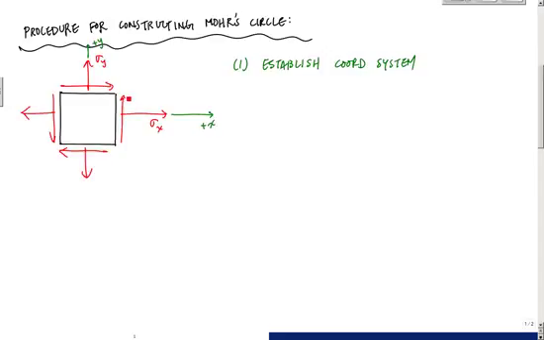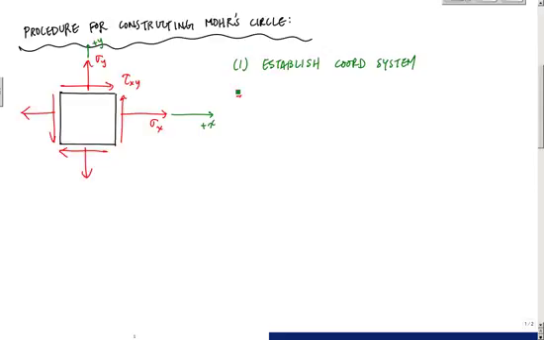Based on my coordinate system, this shear stress is a positive shear stress because it's on the plus x face in the plus y direction. I can look at the same thing here: plus y face in the plus x direction, positive times a positive is a positive. Here, it's a negative y face in the negative x direction. Negative times a negative is a positive. So according to my coordinate system, this is a positive shear stress condition. So I established this coordinate system.